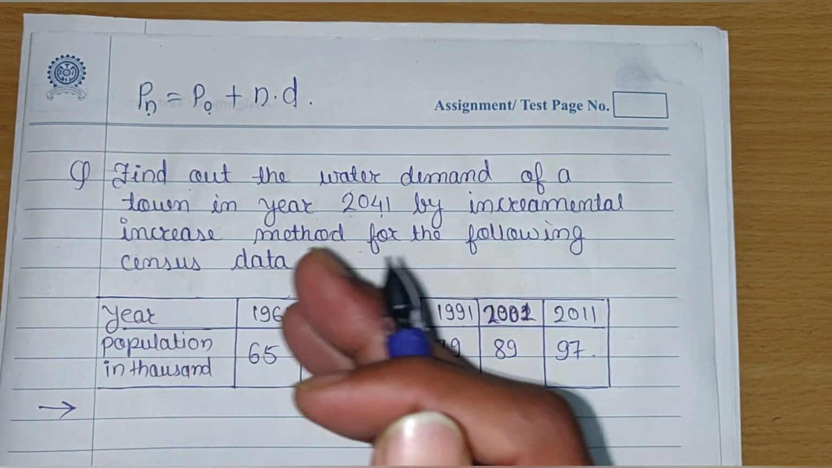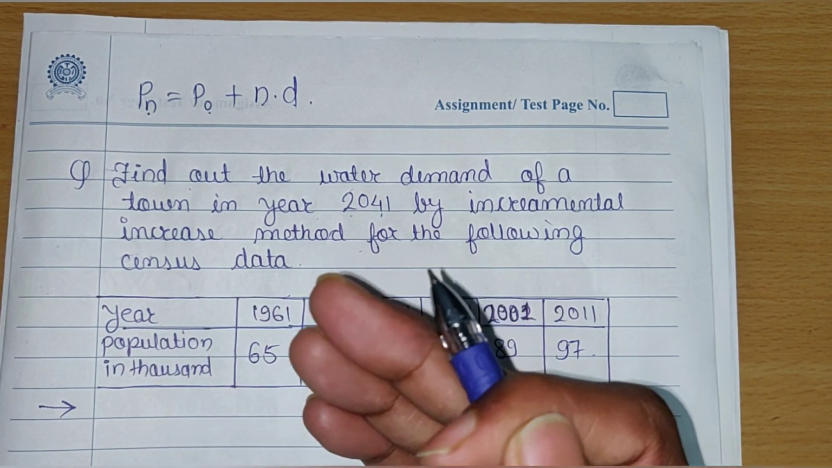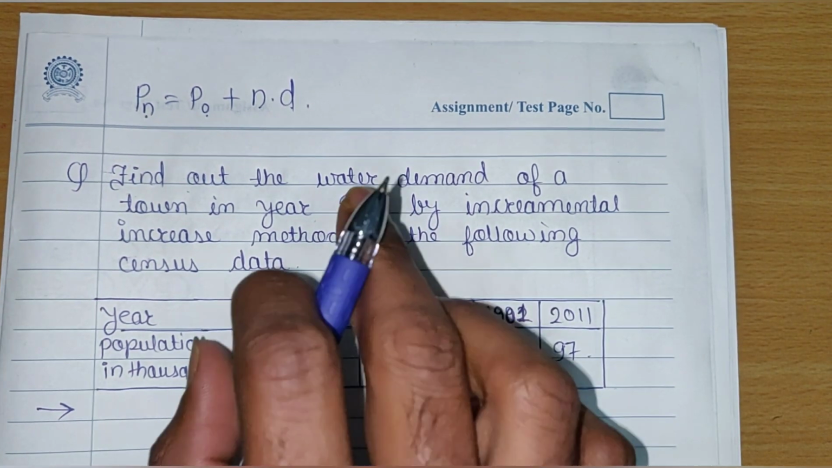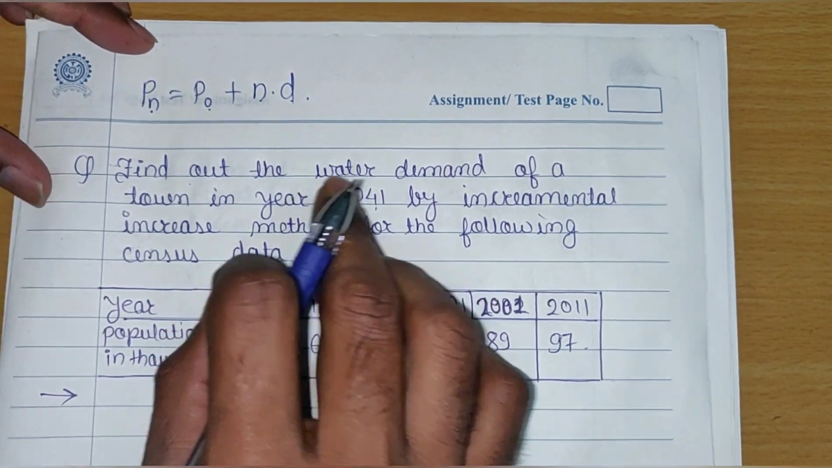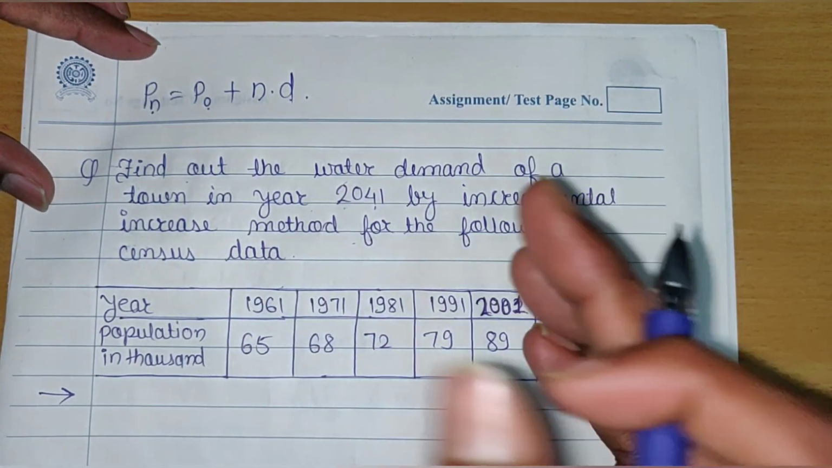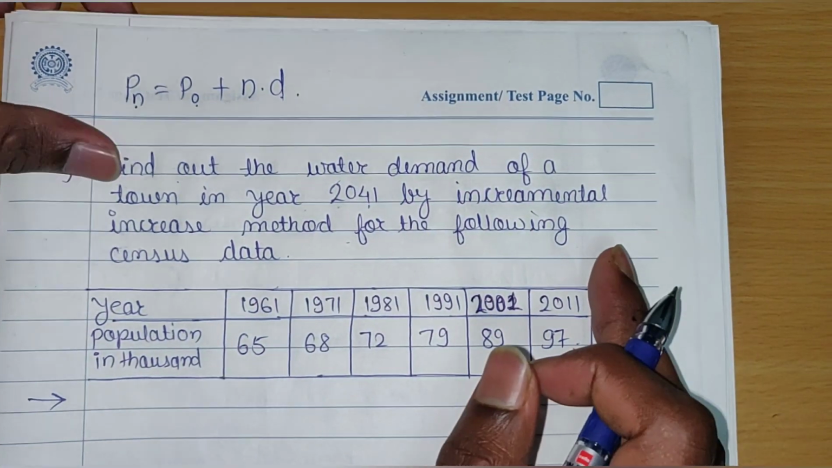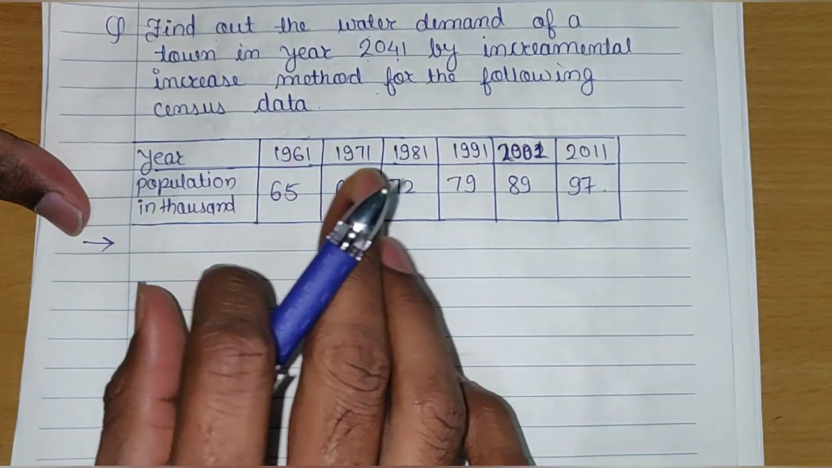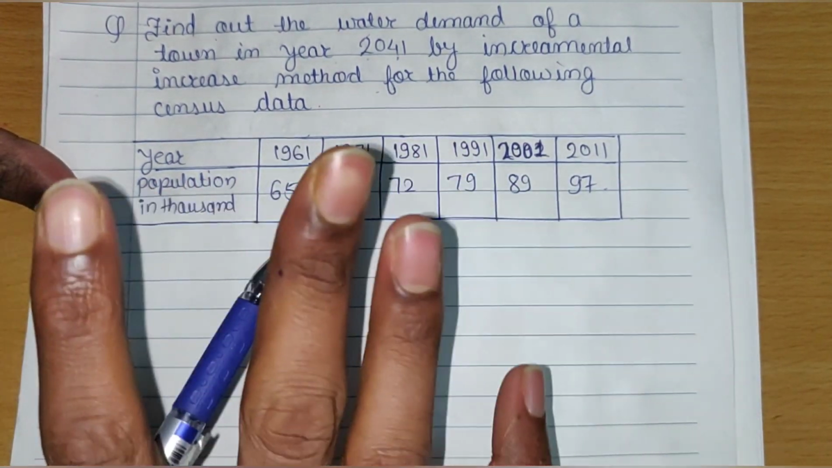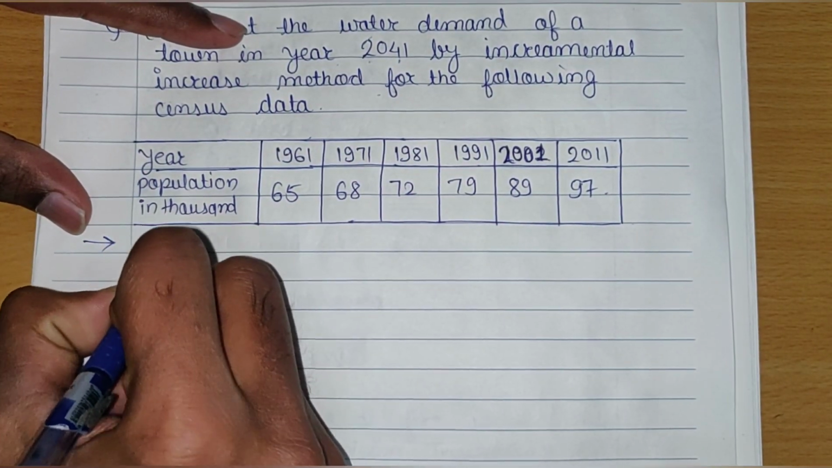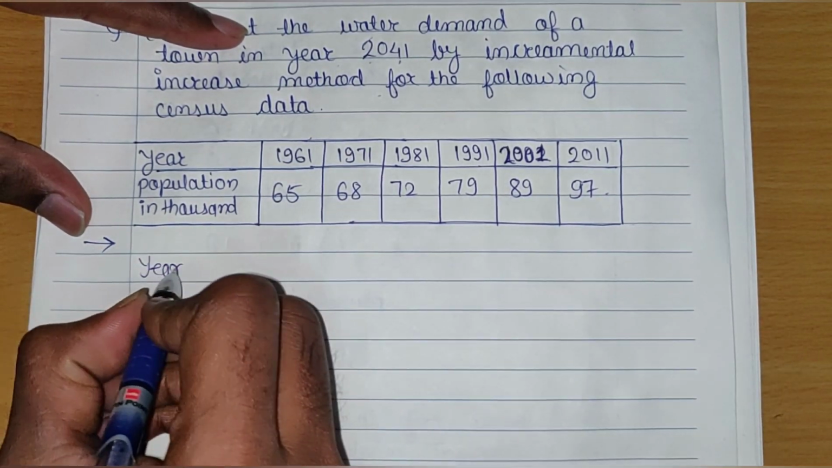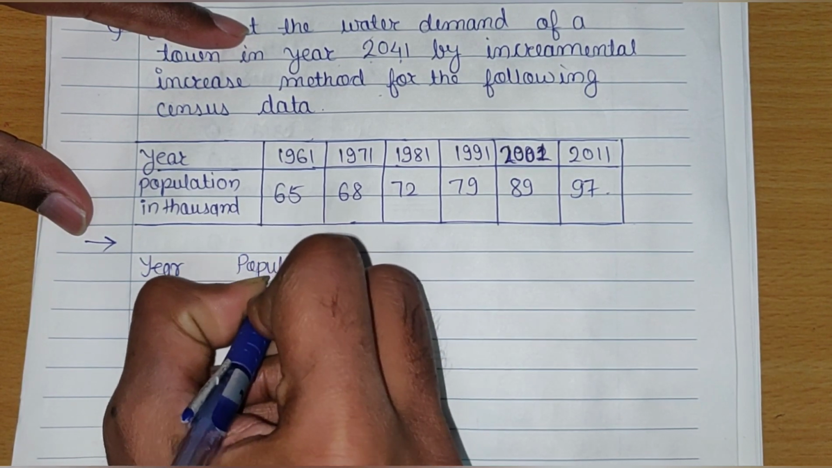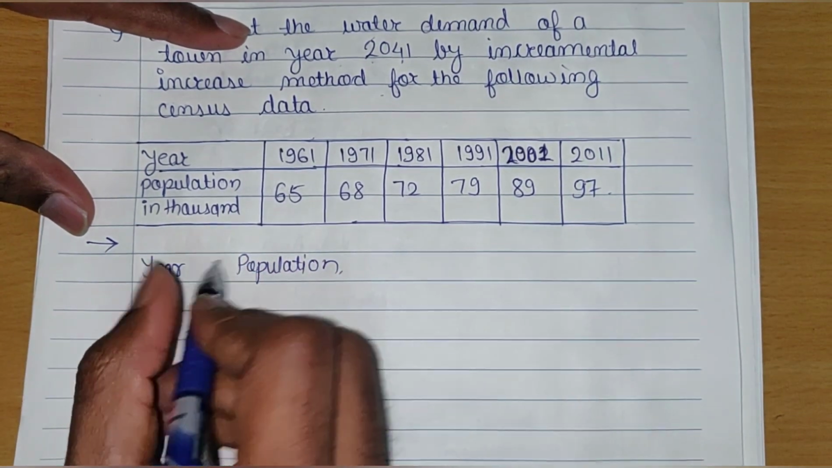In the last video we have seen how to estimate the fire demand. In this video we will see how to calculate the water demand in future, or how to calculate the forecasted population. So let's start with the numerical. In the arithmetical increase method we have to draw 3 columns. First 2 columns are the given data: year, then population in 1000.